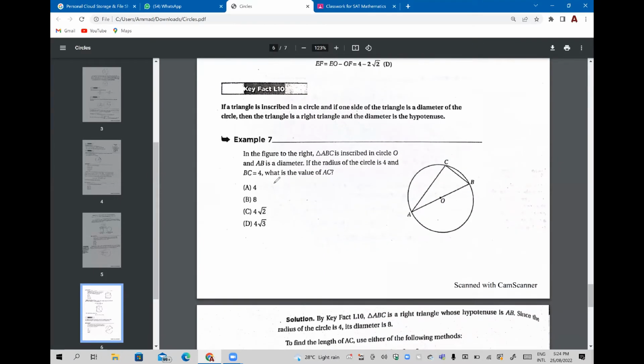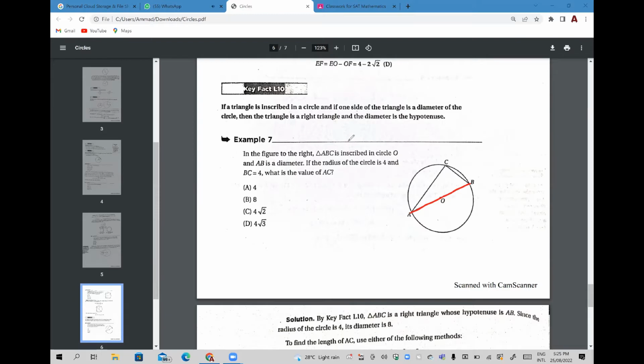If a triangle is inscribed in a circle, and if one side of the triangle is the diameter of the circle, then the triangle is a right triangle and the diameter is the hypotenuse. अच्छा, इसका मतलब ये हुआ कि if there's a triangle inside a circle and the three vertices touch the boundaries of the circle, this is the diameter of the circle. Okay, so let's look at this example.